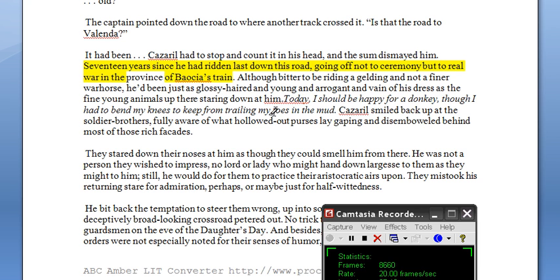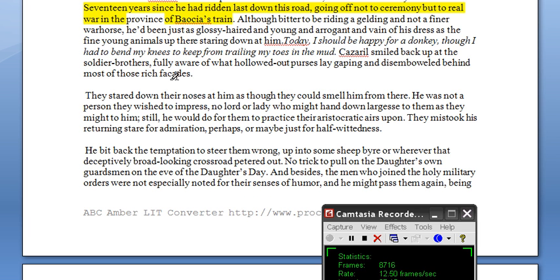And just another example where it's easy to combine two sentences into one sentence. Let's suppose the two sentences we had here was, Khazaril smiled back up at the soldier brothers. Period. He was fully aware of what hollowed out purses lay, and then so forth. So then when you have he was, you can think, well, he was fully aware. What if I just got rid of he was? Think of ways that you can combine sentences like that. So then it can be Khazaril smiled back up at the soldier brothers, fully aware of what. So, you can just look for examples where it's easy to combine sentences by just removing the beginning of one of them.